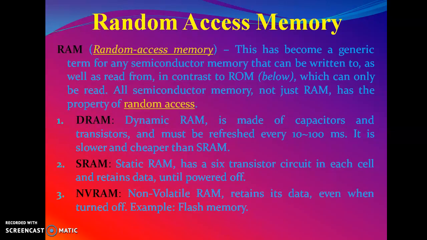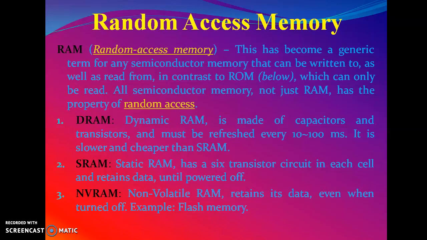Next, random access memory. RAM full form is random access memory. This has become a generic term for any semiconductor memory that can be written to as well as read from. It can construct the ROM, which can only be read. All semiconductor memory, not just RAM, has the property of random access. RAM is of three types. Number one, DRAM. Number two, SRAM. Number three, NVRAM.